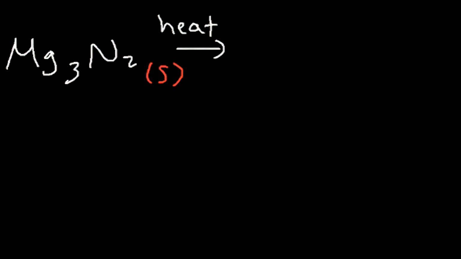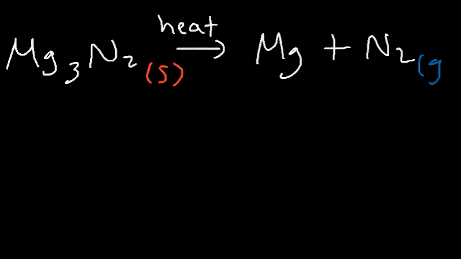If there's a gas that can be produced, then the formation of the gas is going to drive the reactions to the right, making it spontaneous. When you heat magnesium nitride, it's going to turn into magnesium metal and nitrogen gas. Nitrogen gas is very stable, so heat is going to drive the reactions to the right, producing this volatile gas. To balance it, we simply need to put a 3 in front of Mg.